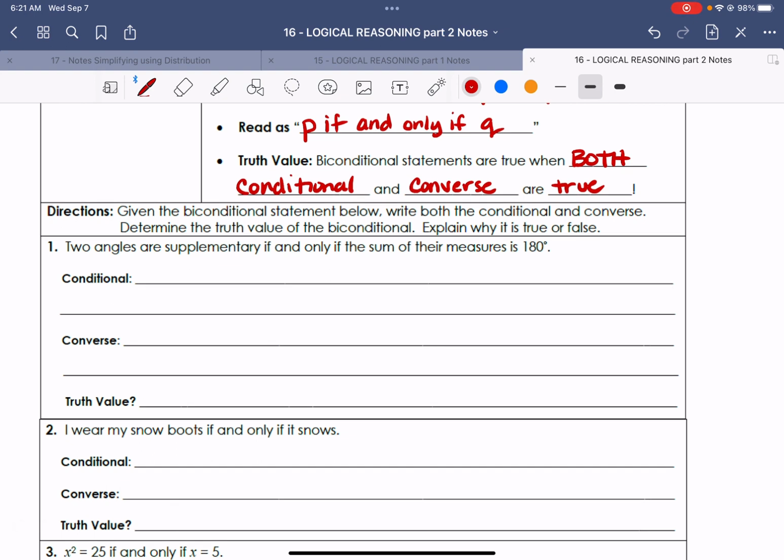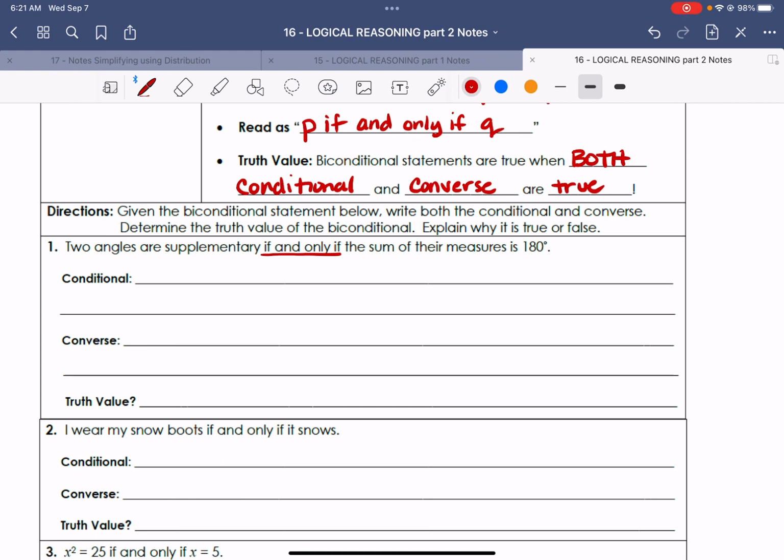It says two angles are supplementary if and only if. That's how you can tell it's a biconditional. So on your quiz this week, if it asks which one's the biconditional and you pick something that doesn't say if and only if, it's wrong. Biconditionals have if and only if. Bi means two. It has two ifs in it. Okay, so two angles are supplementary if and only if the sum of their measures is 180 degrees.